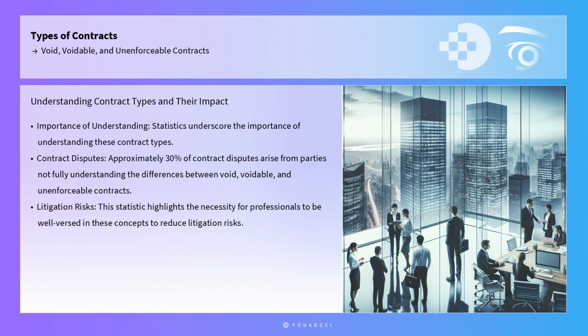Statistics also underscore the importance of understanding these contract types. According to a study by the American Bar Association, approximately 30% of contract disputes arise from parties not fully understanding the differences between void, voidable, and unenforceable contracts. This statistic highlights the necessity for professionals to be well-versed in these concepts to reduce litigation risks and enhance contract management proficiency.